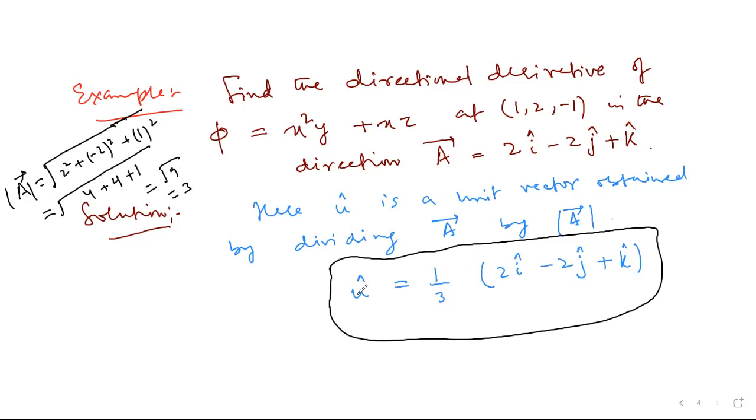So to find the unit vector in the direction of A, you divide A, which is 2i cap minus 2j cap plus k cap, by the magnitude of A, which is 3 units. So we have obtained the unit vector in the direction of vector A. Now, let me use another page.